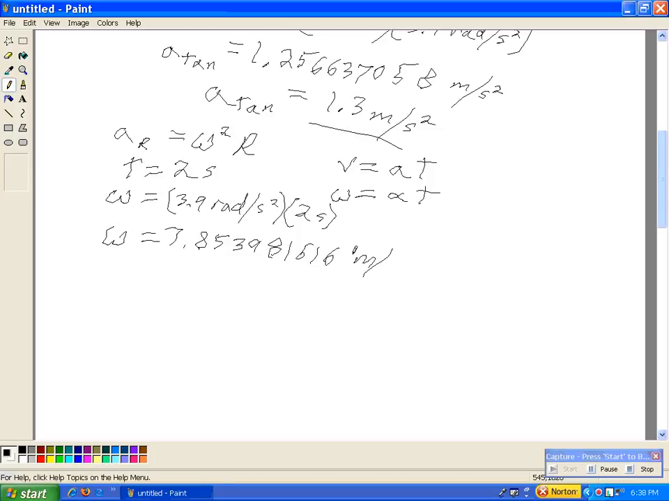This is not meters. This is radians. It's angular, and there was nothing used to make it meters.